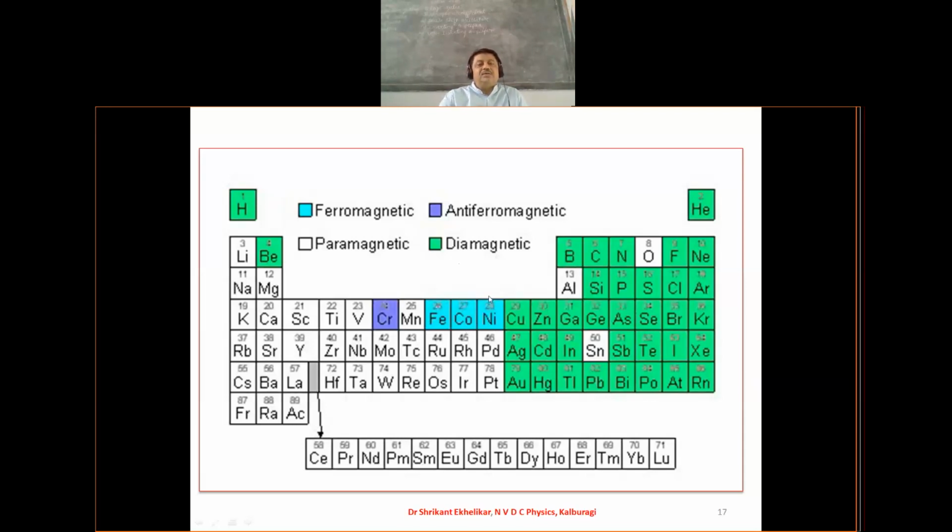These are exclusively solids, and the ferromagnetic materials are iron, cobalt, and nickel.